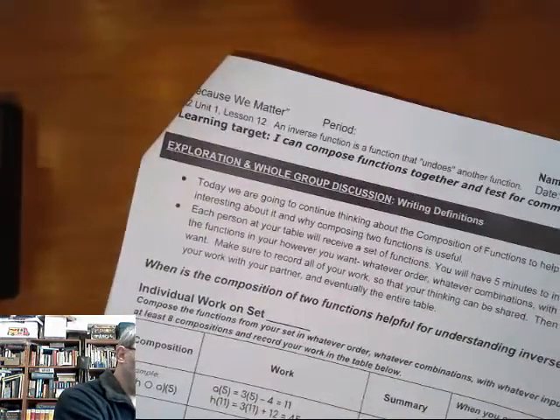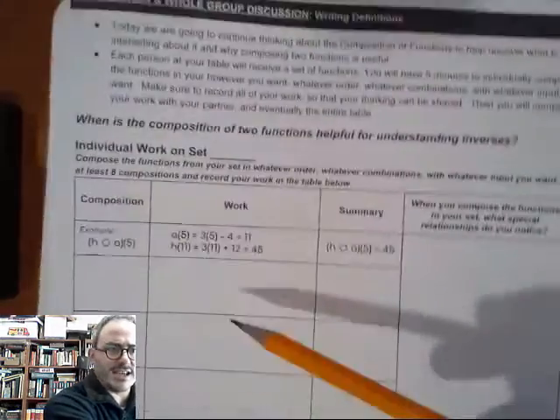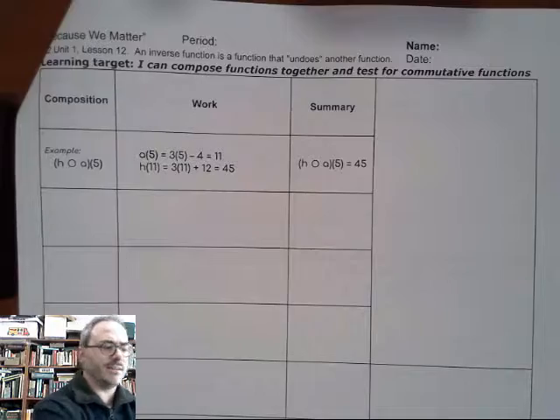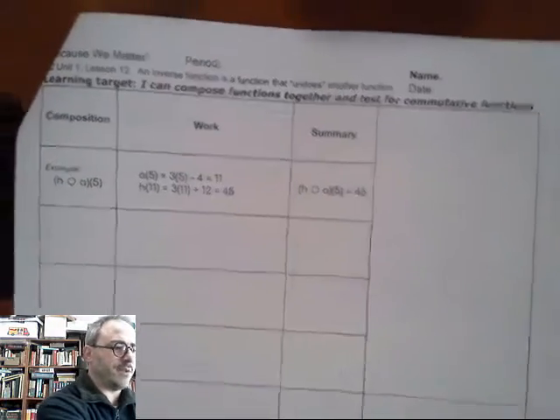The functions you'll be composing are after the next 2 pages. So here's this page. We're going to do 4 of these together. I'm going to show you how to do them. I want to see if you can do at least 2 here. Compose at least 2 functions here. If you do 4, that's great. I want to see you do at least 2. And then here are our functions.